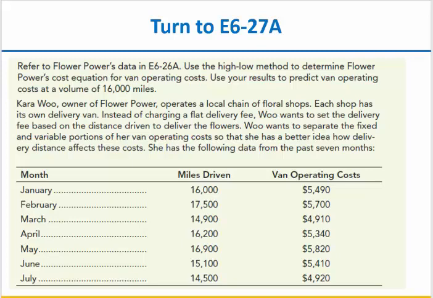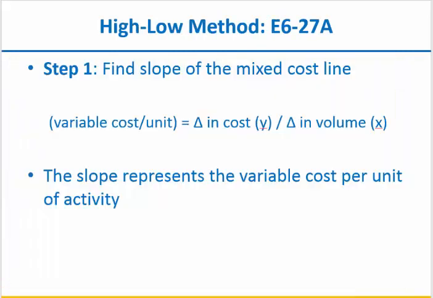So this is what we have here, and the months are from January to July. So there are 7 months, and every month has different mileages and also different van operating costs. So we're going to apply the high-low method to find the cost equation based on the data we have. Then next, we can use that equation to make a prediction about the van operating cost. So let's come to the first step.